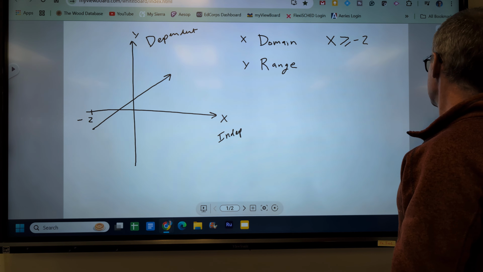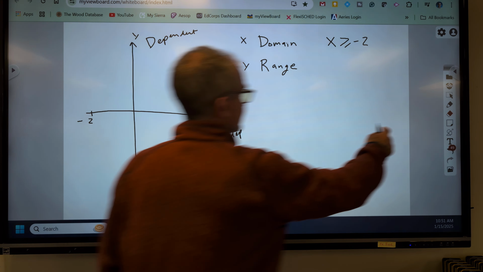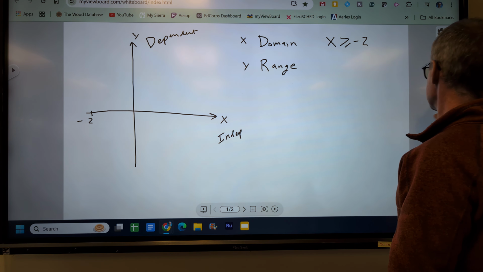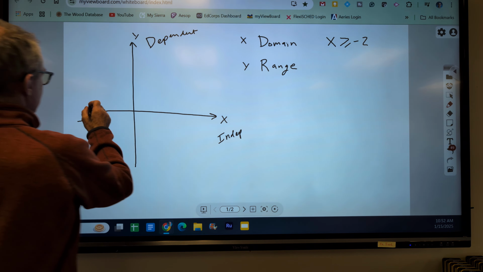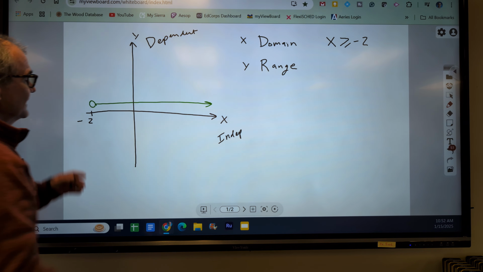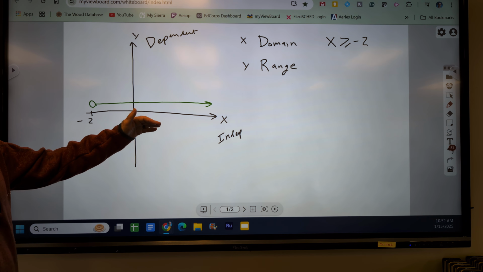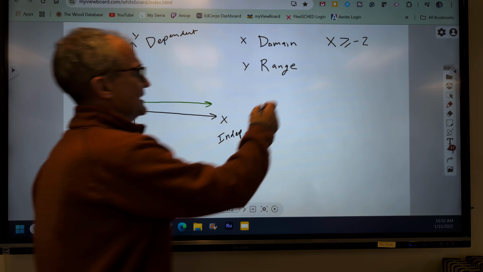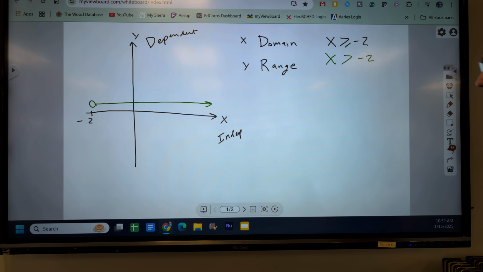If, on the other hand, let's say right at the end here, it had an open circle. So here's a new example. Go to green. If it had an open circle like this, and it went this way, I do not include -2. So in this case, if I wanted to say the possible values of x here, I would just say x is greater than -2.